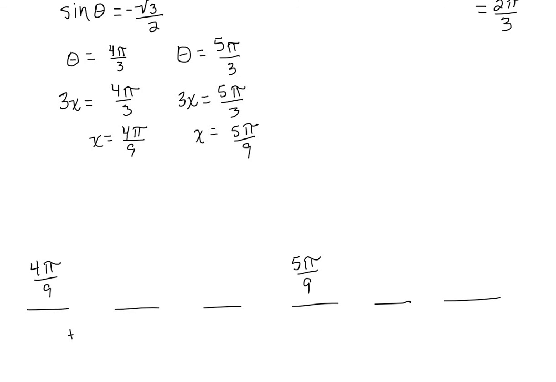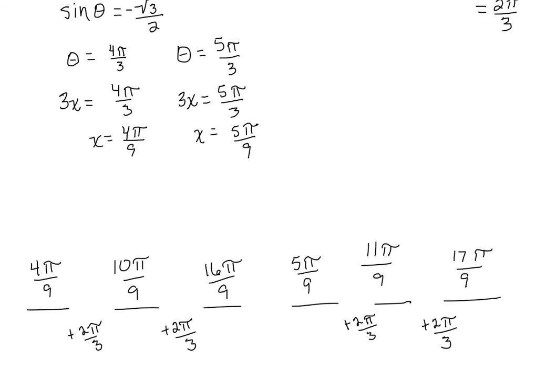So I'm going to be adding 2 pi over 3 here, and I'm going to be adding 2 pi over 3 here, and to get from this point to this point. Now all of these points are not in order from smallest to largest. There's some overlap here, but you get the idea of what I'm doing. And there I have listed out all 6 of the angle measures that are going to give me a sine of negative square root of 3 over 2.